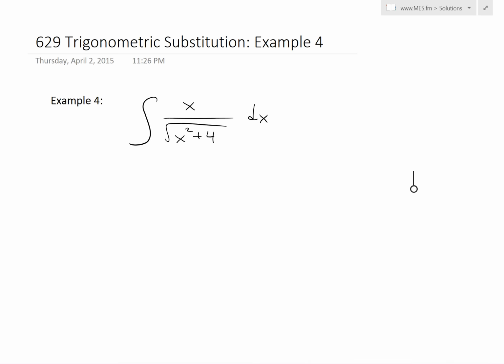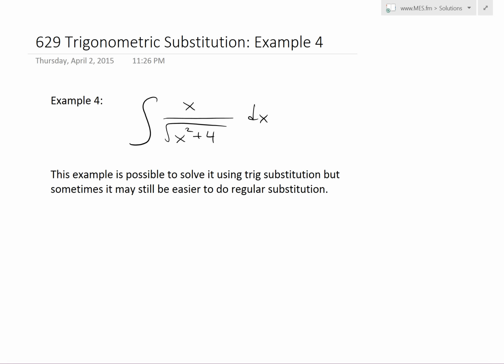Now look at example 4, which states: find the integral of x divided by the square root of x squared plus 4, dx. This example is useful because you don't actually need to use trig substitution. It is possible to solve it using trig substitution because of this square root of x squared plus 4, as I showed in my earlier videos. But sometimes it might be easier to just do regular substitution.